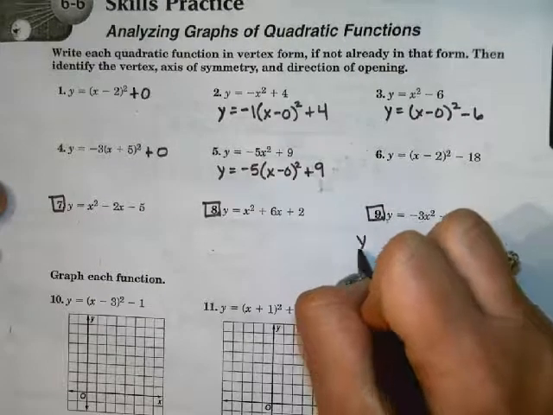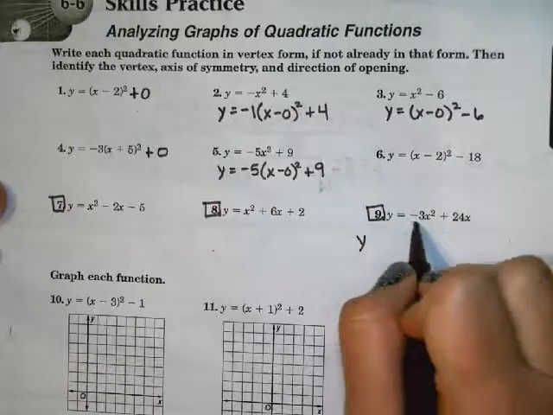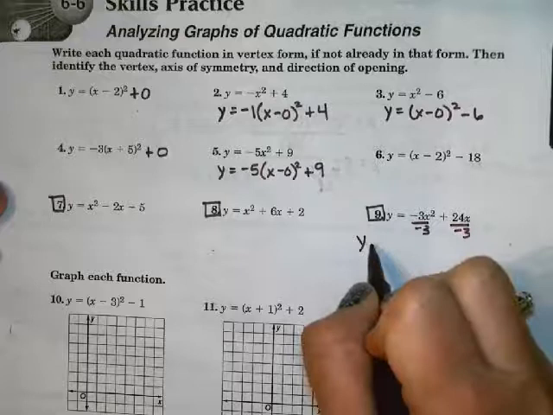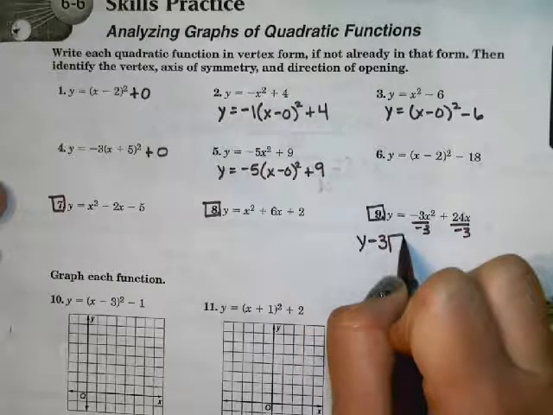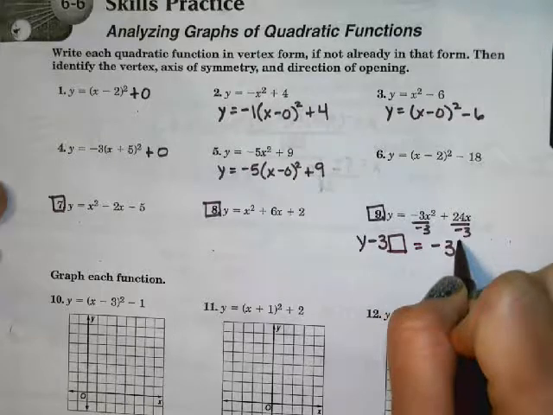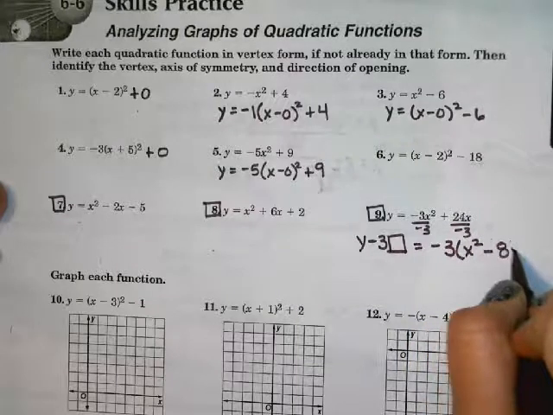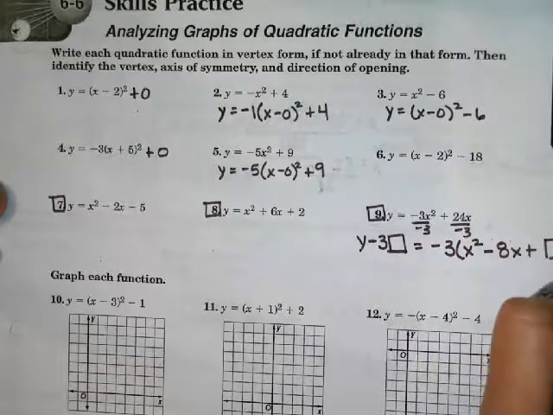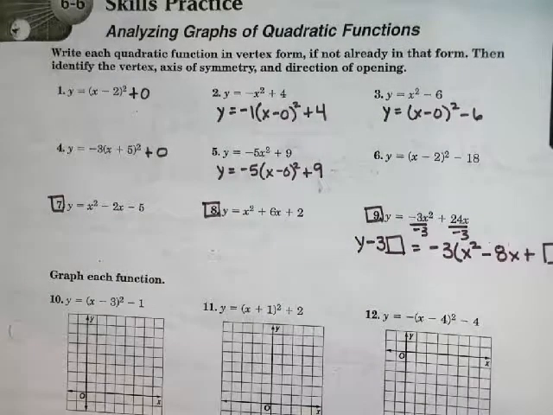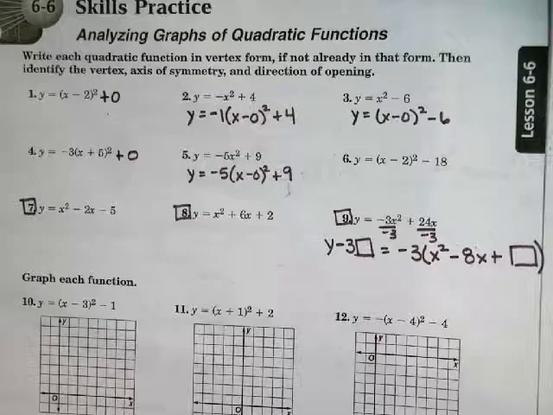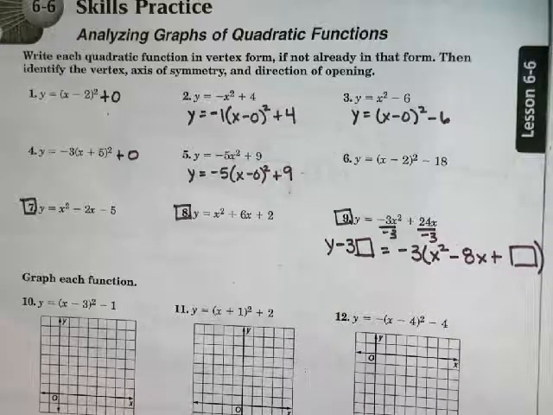So this guy is going to be y. I have a -3 out front, so this is going to be -3 times my box equals -3 x squared. 24 divided by -3 is a -8x plus my box. Oops, sorry. Is that okay? You okay with that? Ish. You're okay-ish, my guess is.